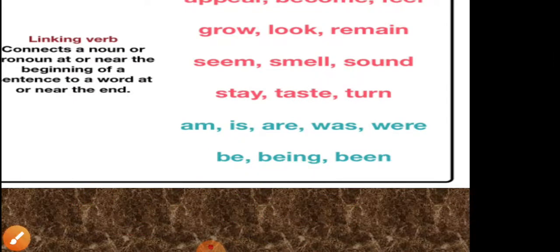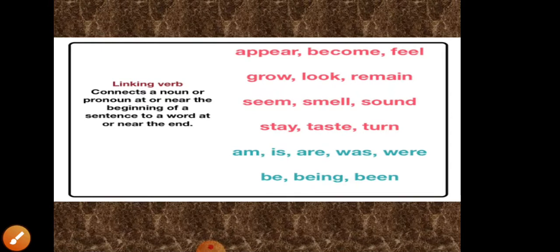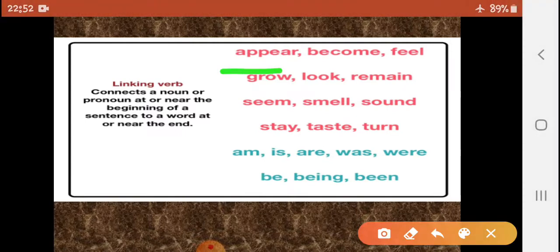Clear? Now, these linking verbs can be some sensory words also. Sensory words means the words that are related to our senses. Like for example, appear: she appears happy, she seems happy, it smells sweet, it tastes awesome. So these are all linking verbs.